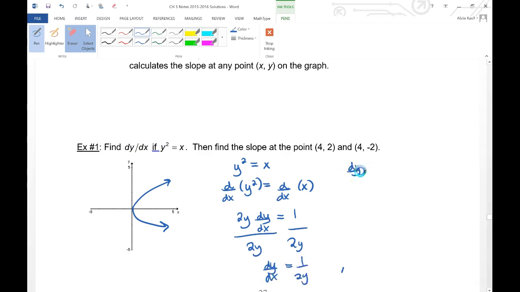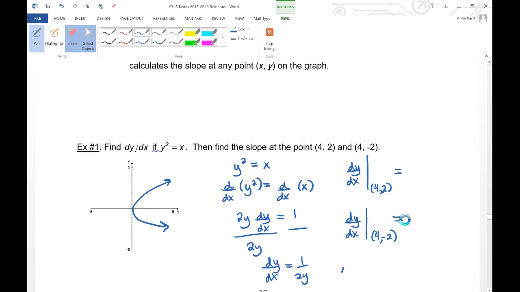So I want to find dy/dx at the point (4, 2). And I want to find dy/dx evaluated at the point (4, -2). So it's just the y? Oops. Yeah. In this particular case, yes, that's what's happening here.